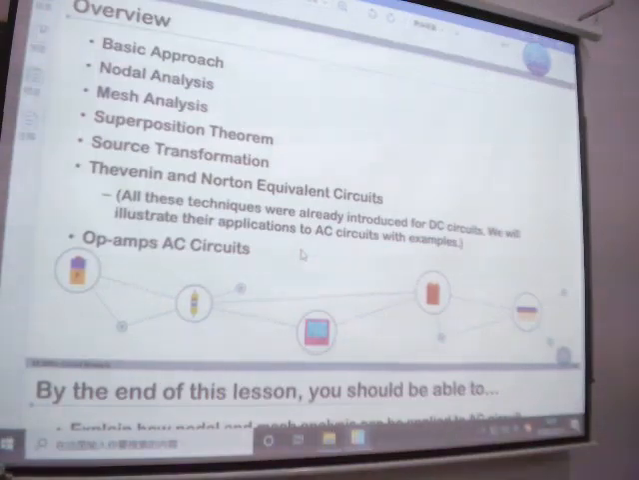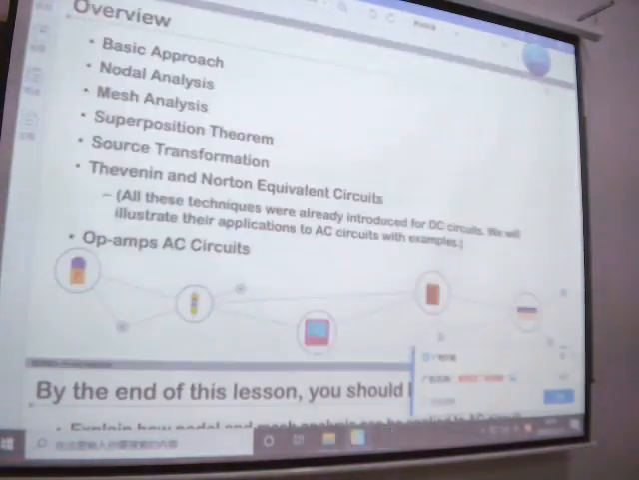In this chapter, we're going to learn the basic approach and nodal analysis, mesh analysis, and we can see we also learn the superposition theorem, the source transformation, Thevenin and Norton equivalent circuits. From the contents: nodal, mesh, superposition, source transformation, and Thevenin and Norton equivalent circuits. All of these we have learned in the DC circuit analysis, right?